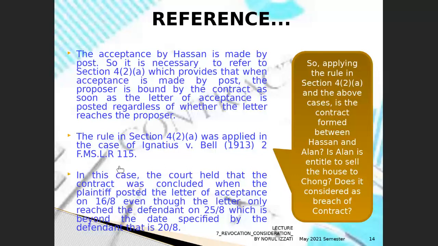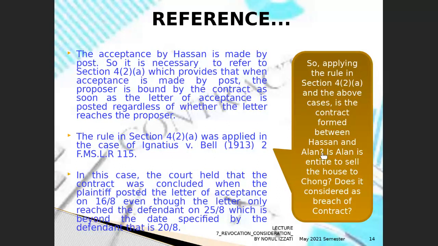Look at the explanation. Even though the letter only reached the defendant on 25th of August, which is beyond the date specified by the defendant, that is the 20th of August for the revocation. Now, if you look at the box on the right-hand side, applying the rule in section 4.2, is the contract formed between Ali and Hassan? Yes, the contract is formed between Ali and Hassan on 13th of March.